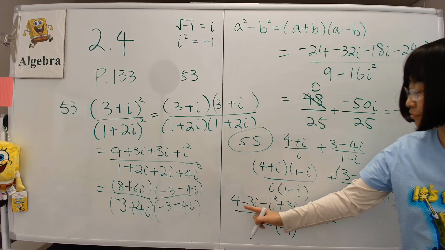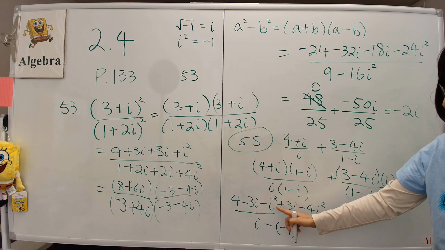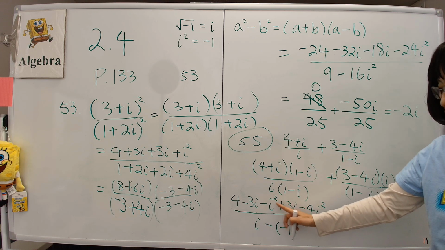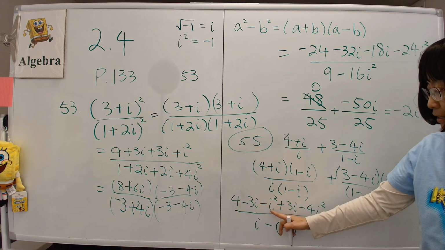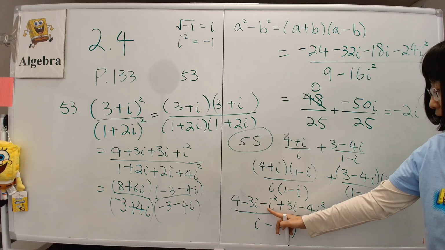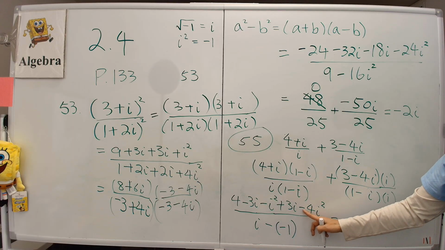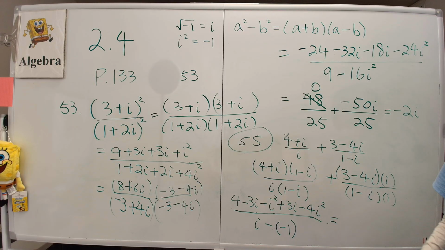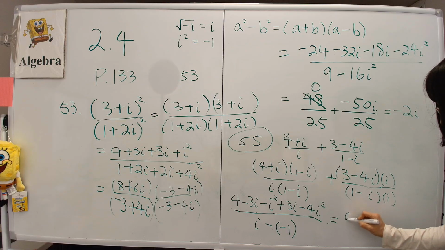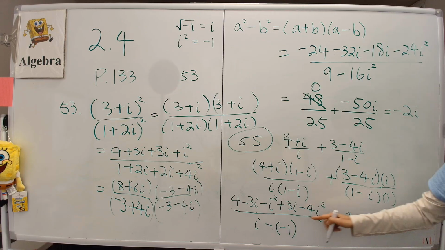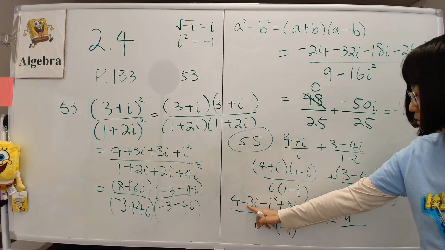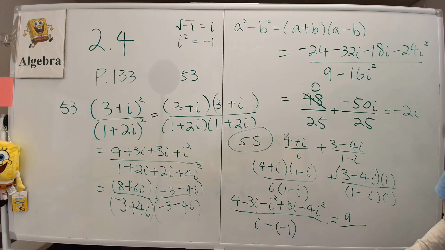And so we have, first we look at the numbers. Now remember, i squared equals negative 1. So this is 4 plus 1, that's 5. Okay, and then over here is plus 4. 5 plus 4 is 9. So the number up here should be 9. And then this is minus 3i plus 3i, that's 0. Okay, yeah. So we have 9 over i plus 1.